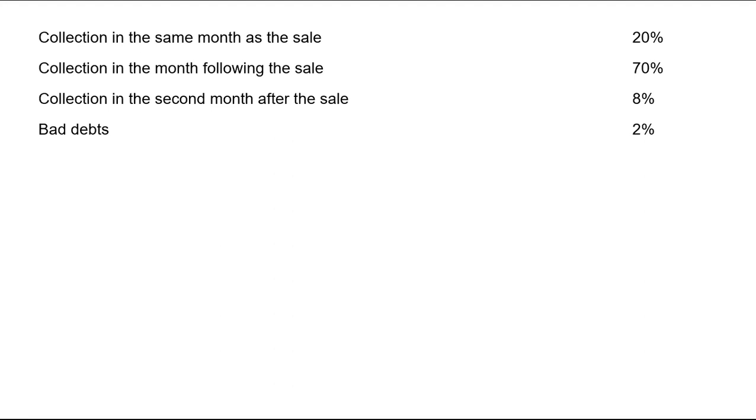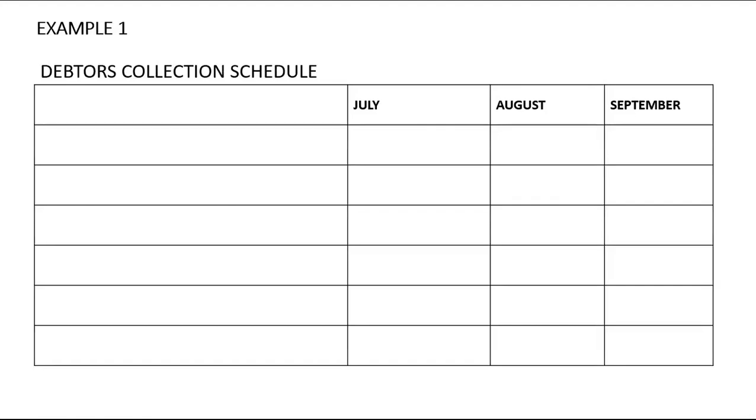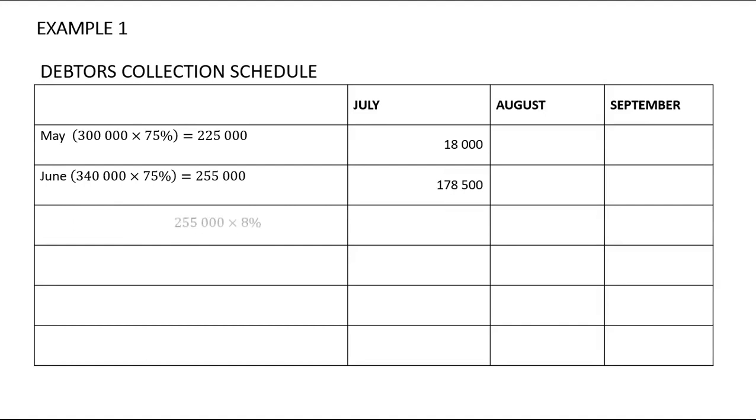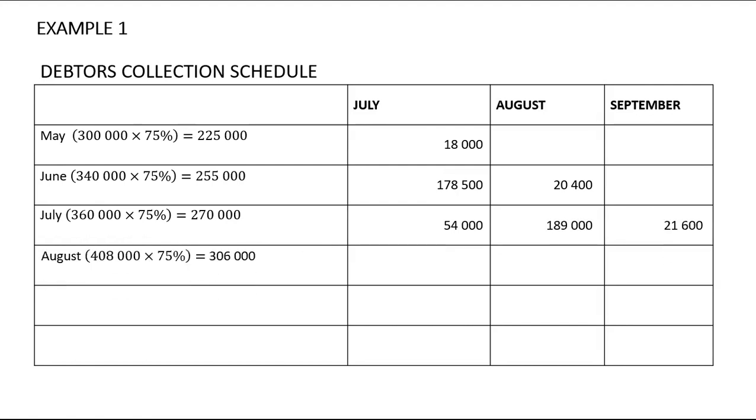Now that means that 20% will be received in the month of sale, 70% will be received in the month following the sale, and 8% will be received in the second month after the sale. And these amounts are simply calculated using credit sales and not cash sales. And we use that information to prepare this. The amounts might be different, but the principles are the same, okay? We did this in the previous video.